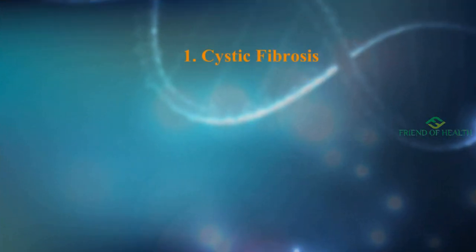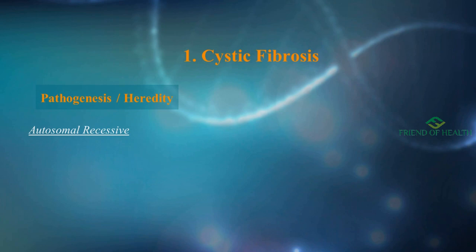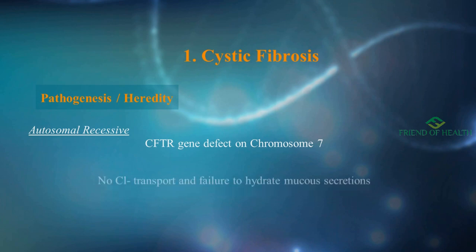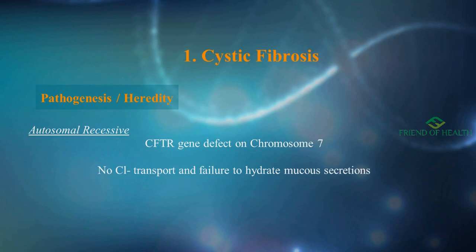First one, cystic fibrosis. If you see the pathogenesis or heredity, it is an autosomal recessive disease. Many a times this itself is a question. Cystic fibrosis is autosomal recessive. And what happens there? The pathogenesis: CFTR gene defect on chromosome 7, no chloride transport and failure to hydrate mucus secretions, so excessively viscous mucoid exocrine secretions.